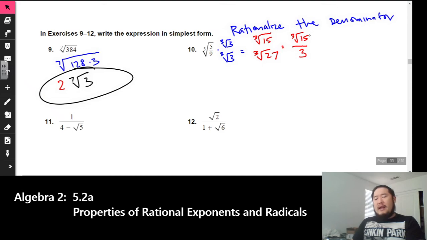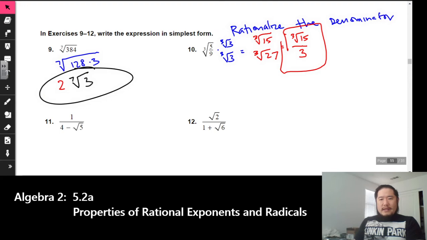And I can have a radical in the numerator. I just can't have it in the denominator. Okay, so don't forget, I could have it in the numerator, just not in the denominator. And this right here is my answer in simplest form.